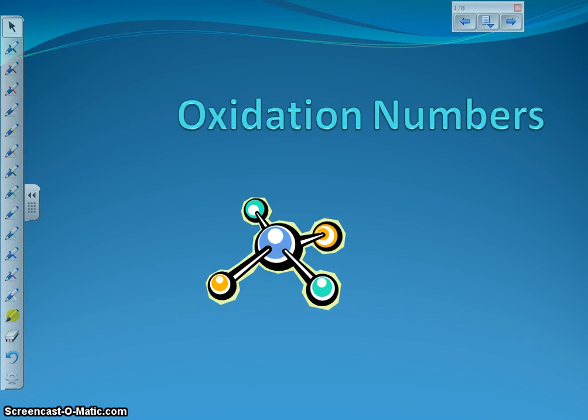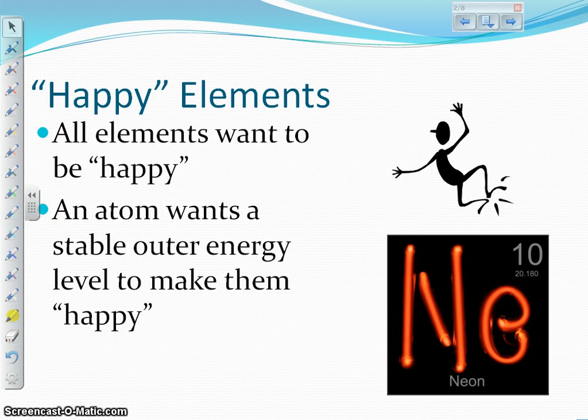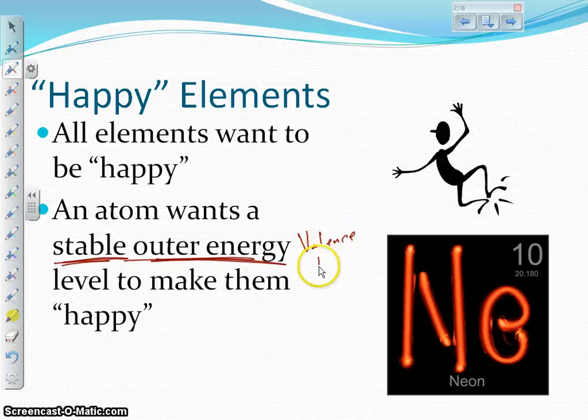Today we're going to talk about oxidation numbers and how they relate to the different families that we looked at when we discussed the periodic table in the last set of notes, and how they're different from valence electrons. Looking at oxidation numbers, we got to the idea that all atoms and all elements want to be happy. What really makes an atom happy is having a stable outer energy level. When we talk about the outer energy level, we're really talking about our valence electrons.